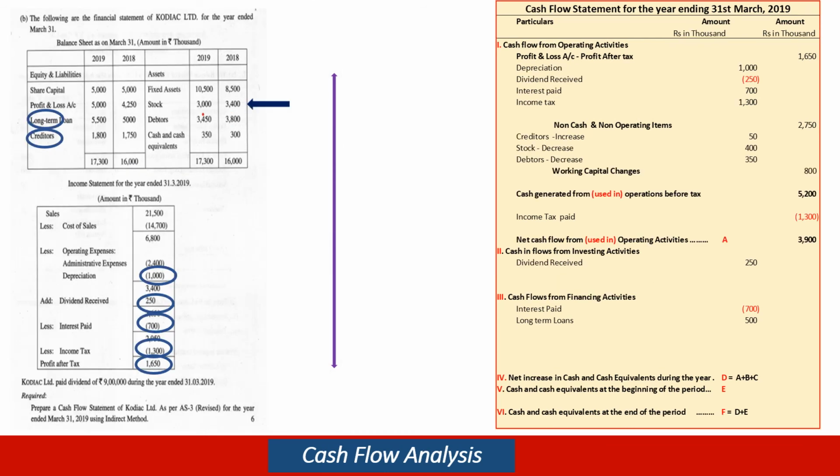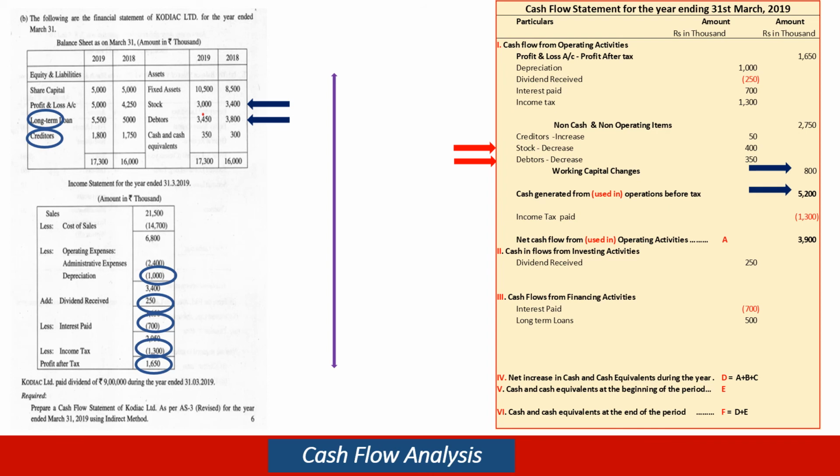Then come to stock. Stock was 3,400. We sold stock and reduced it. When you sold, you received cash. How much cash did come? 3,400 minus 3,400. Add it here. Debtors, we had 3,800 to be collected, but we collected about 350 and debtors came down to 3,450. Whatever 350 you collected, show it as your source. With that, you have covered working capital.